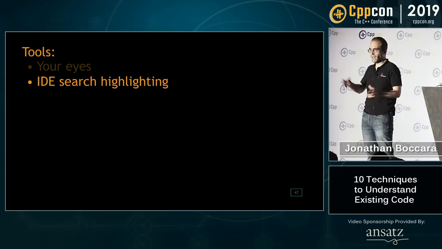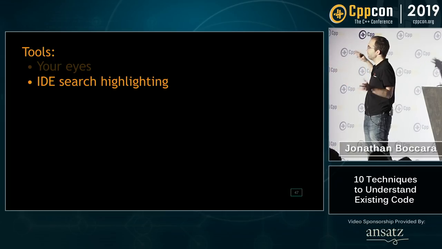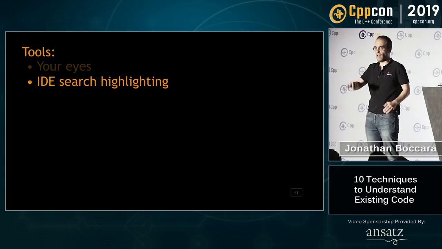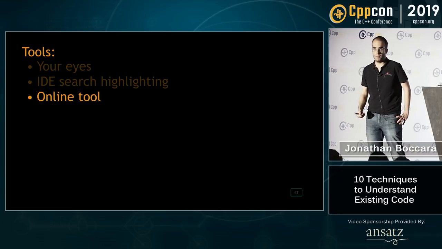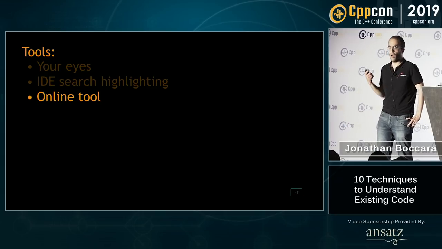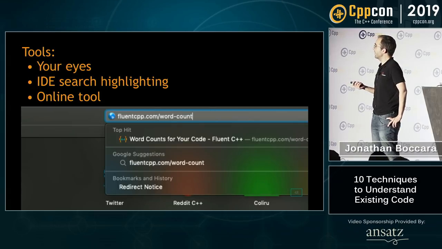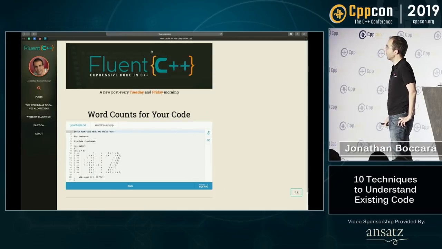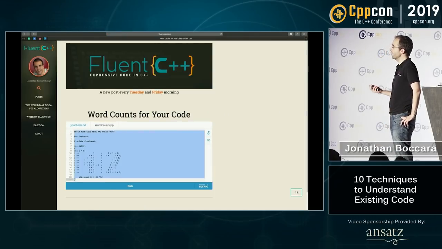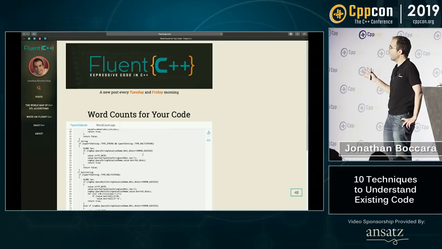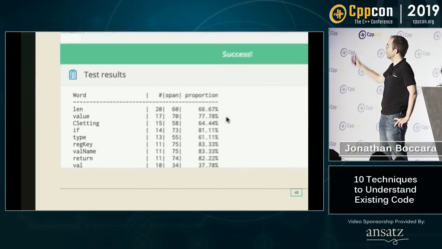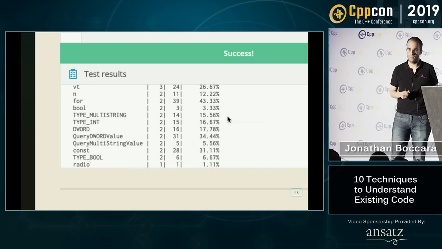And if it's bigger than that, if it's like a 1,000-line function, for example, you can't really have an overview of that function, then you can use a tool. I didn't find any tool to do that, so I made one. It's available on fluentcpp.com/word.count. Feel free to use it. You just paste your code in, press run, and you get the kind of word count we've just seen.